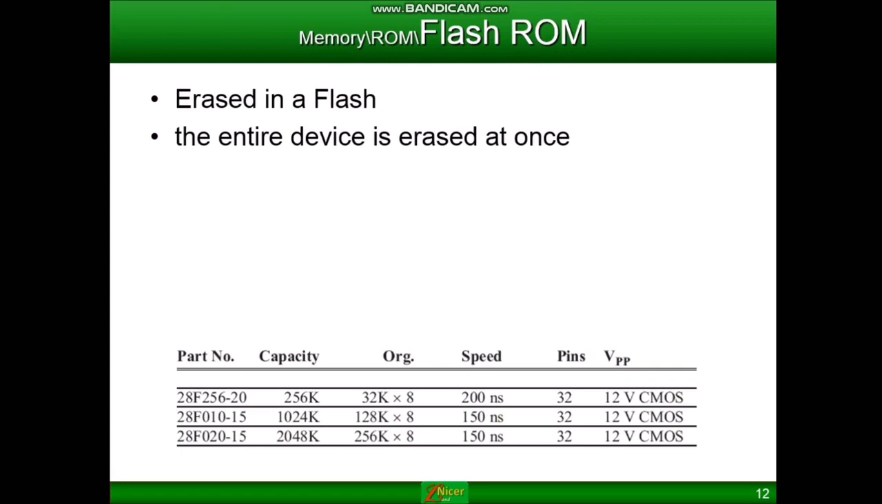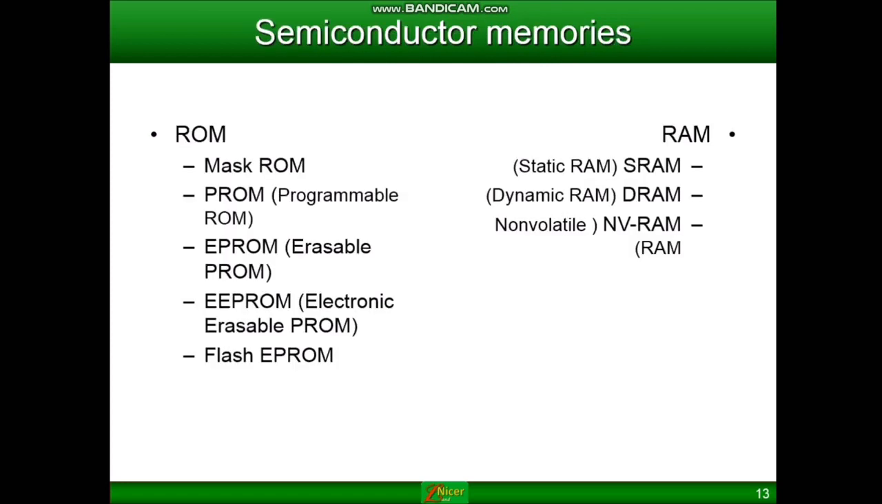So in flash ROM, as the name states, it can erase the data in a flash, like in a second or in an instant, you can say, but we cannot erase the data separately or one by one. We have to flash it all out. We have to erase it all at once. The data of the flash ROM is stated in this table below.